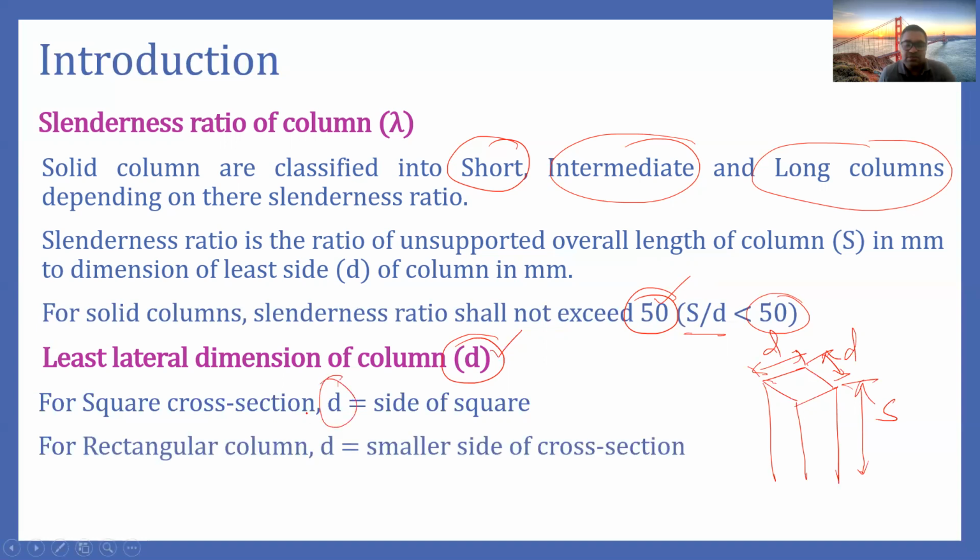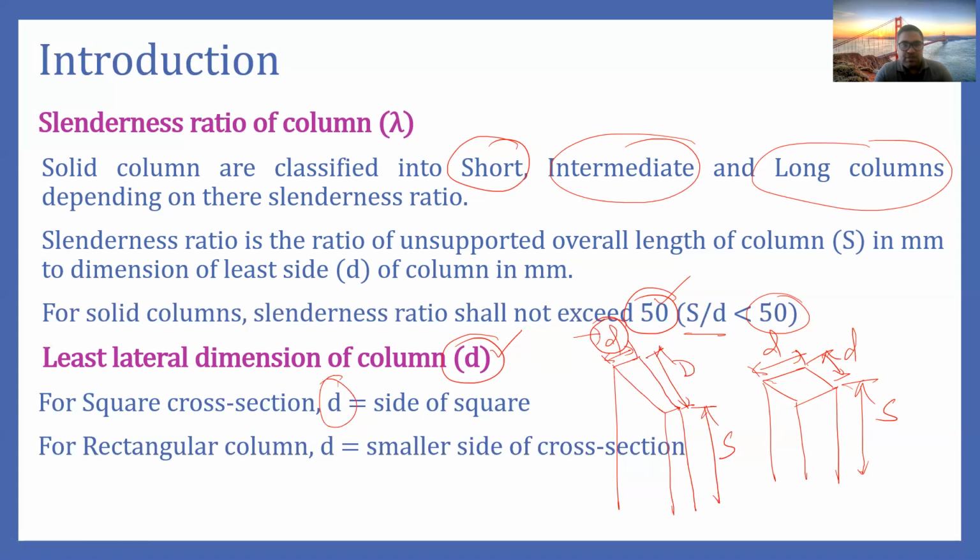Similarly, if we have a rectangular column, which has one side shorter and the other side longer, consider this as the S value, this as the D value and this one as the small d value. In this case, which one will be the least lateral dimension? Obviously, this is the least dimension in the column. Therefore, this will be the least lateral dimension.